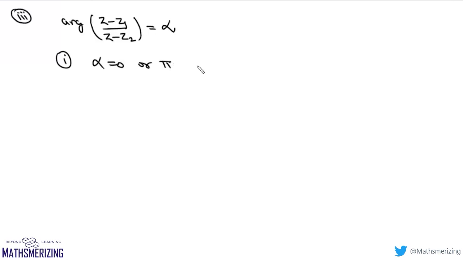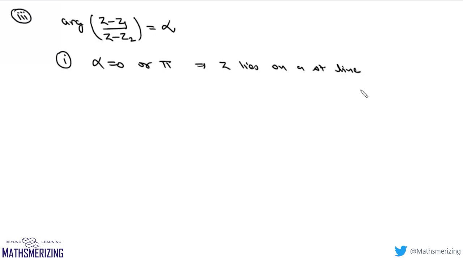Now this third important locus is argument of z minus z1 upon z minus z2, it is equal to alpha. So if alpha is 0 or pi, then z lies on a straight line.